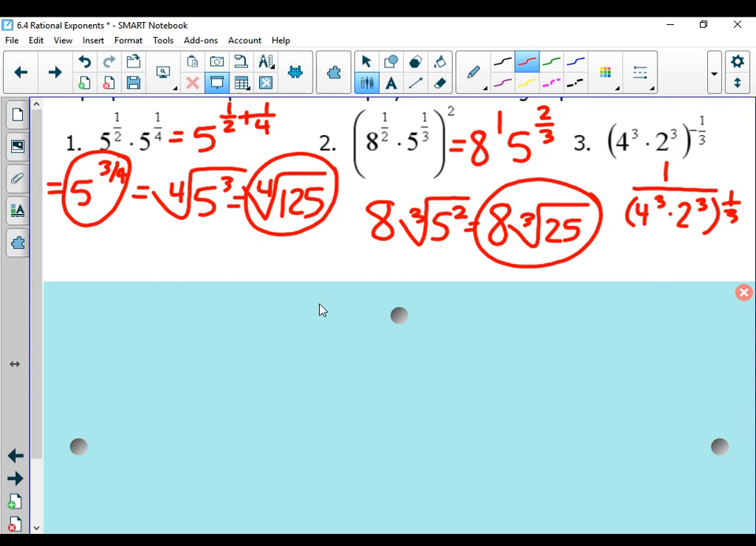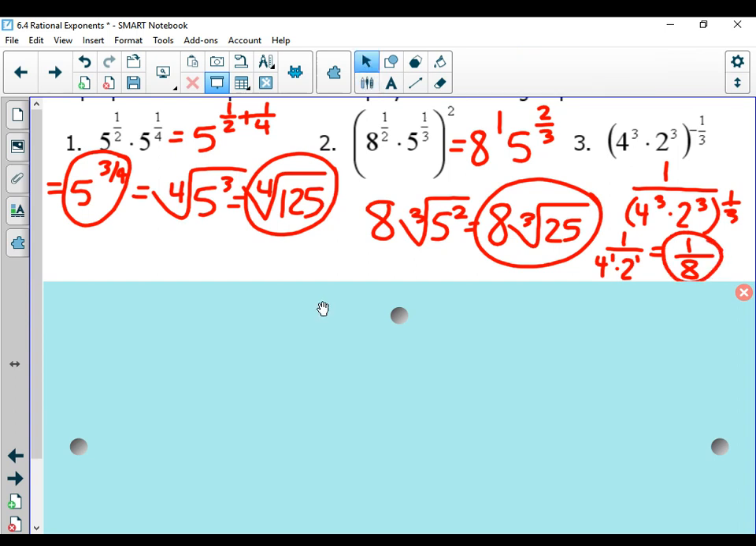So then now if I apply that 1/3 to each piece, I end up with 1/4 to the first and 2 to the first, which is just 1/8. Okay? So again, exponent properties, we can list them off. It's easier if I gave you variables. It's harder with numbers, but I want to make sure that y'all know how to do those. Any questions on those 3 so far?